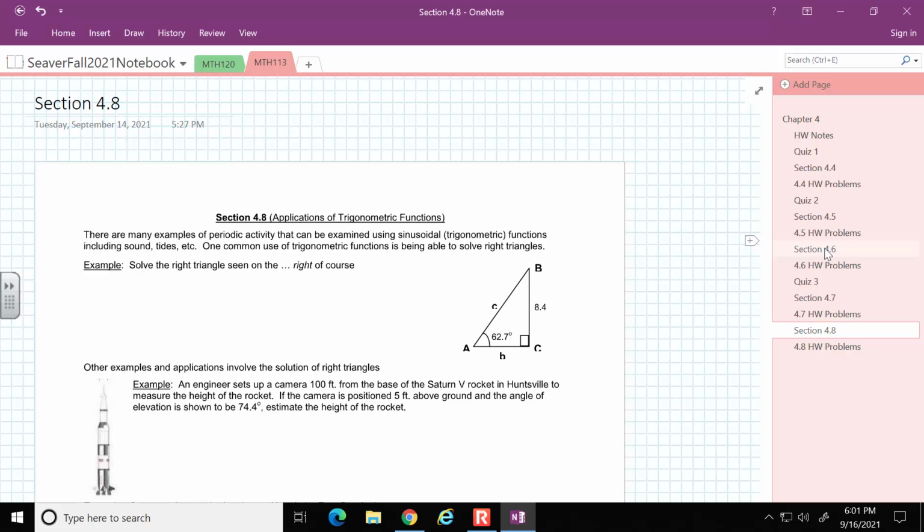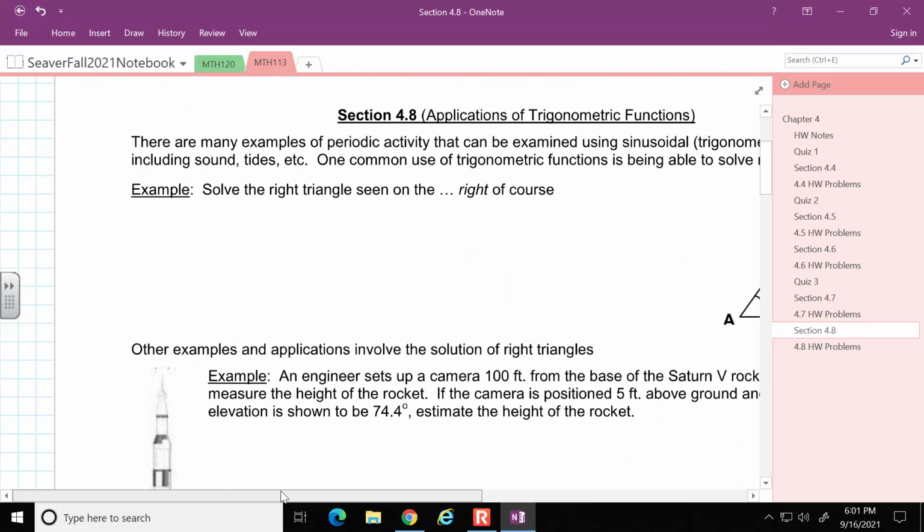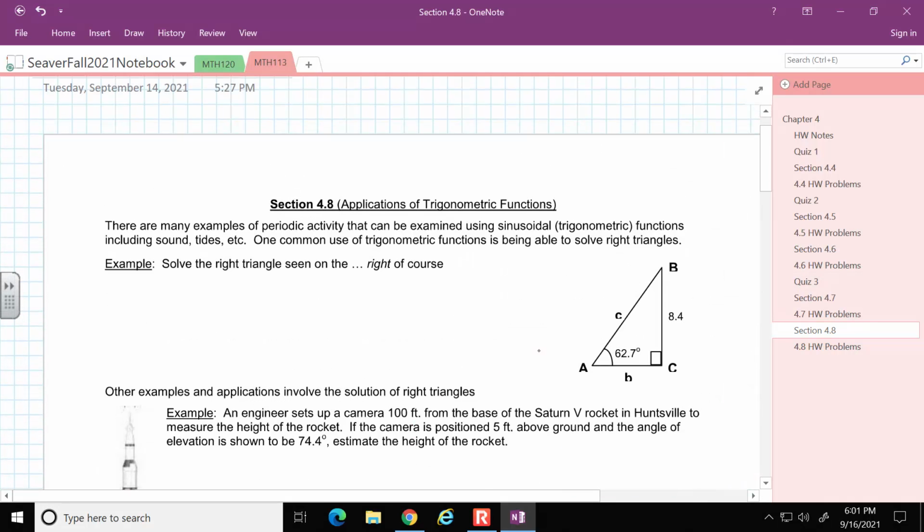And I like this next section. Got some good word problems, applications here. If you think of an application you'd like to see, let me know, I'll throw it in here. There are lots of good applications for trig functions. One common thing you're going to maybe use trig for is to solve triangles. In this chapter, we're looking at solving right triangles.